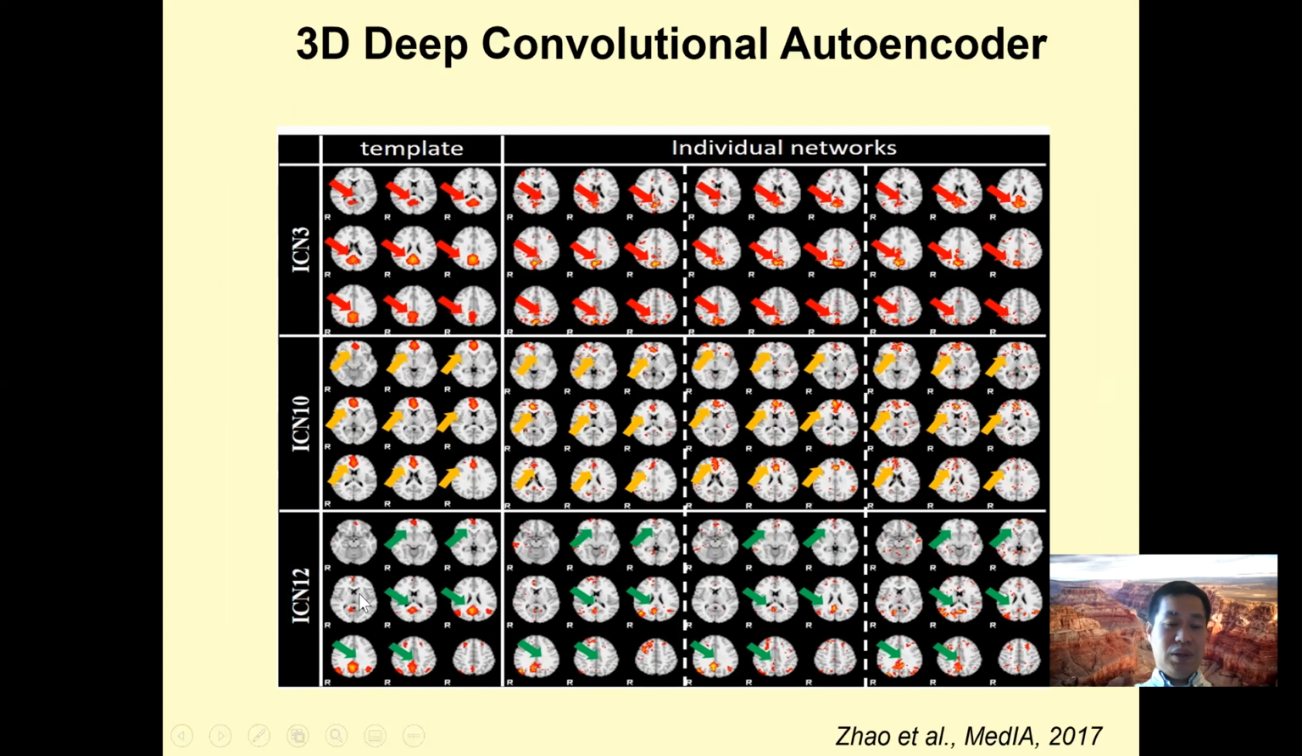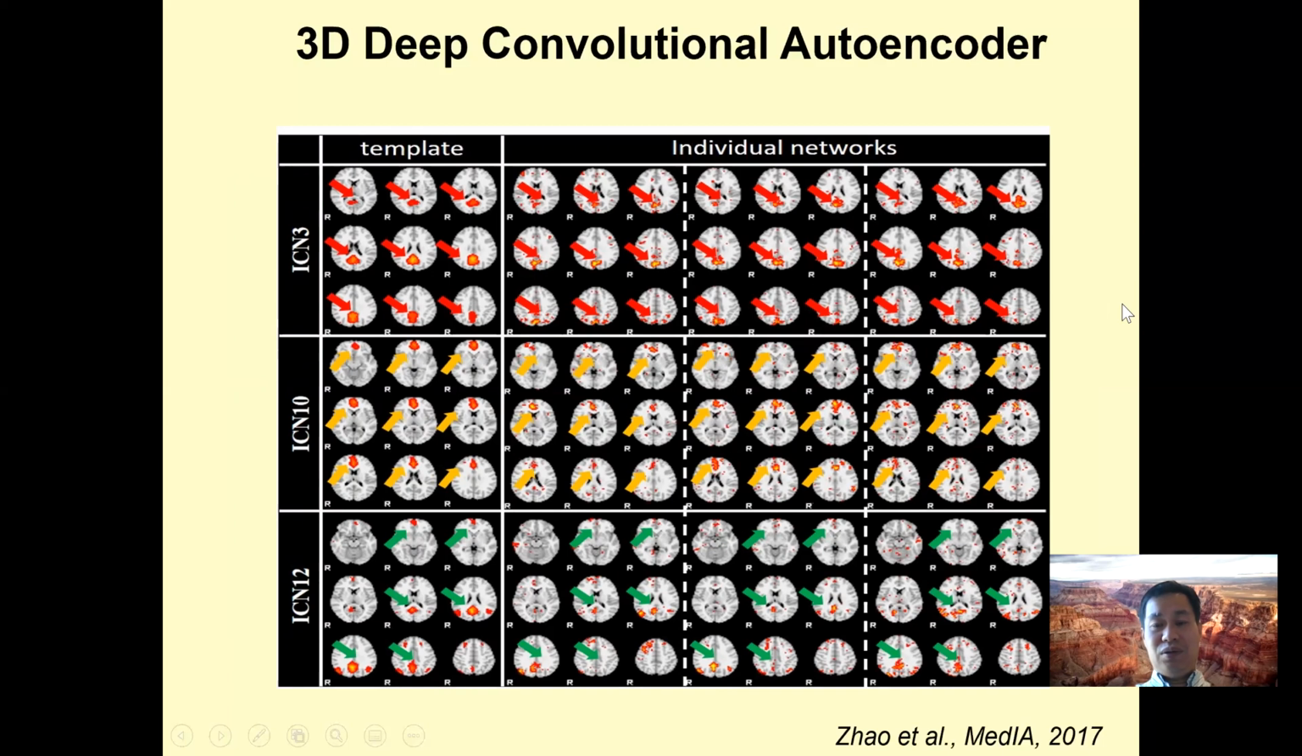So at the bottom is the typical resting state default mode network. And then this default mode network also exists in task-based fMRI images. That means they are still active, but the pattern is different. So we can classify the default mode network into 3 subtypes, called ICN3, ICN10, and ICN12. As you can see, there are quite large variabilities.